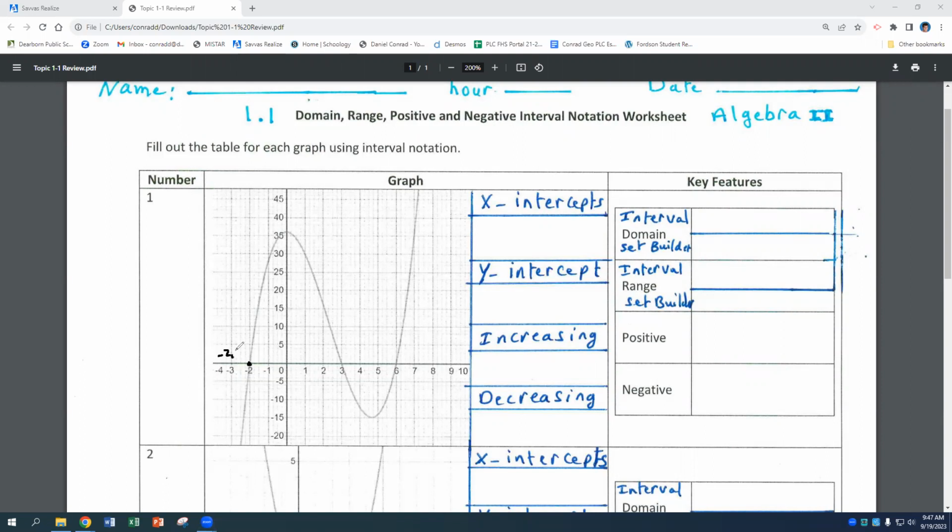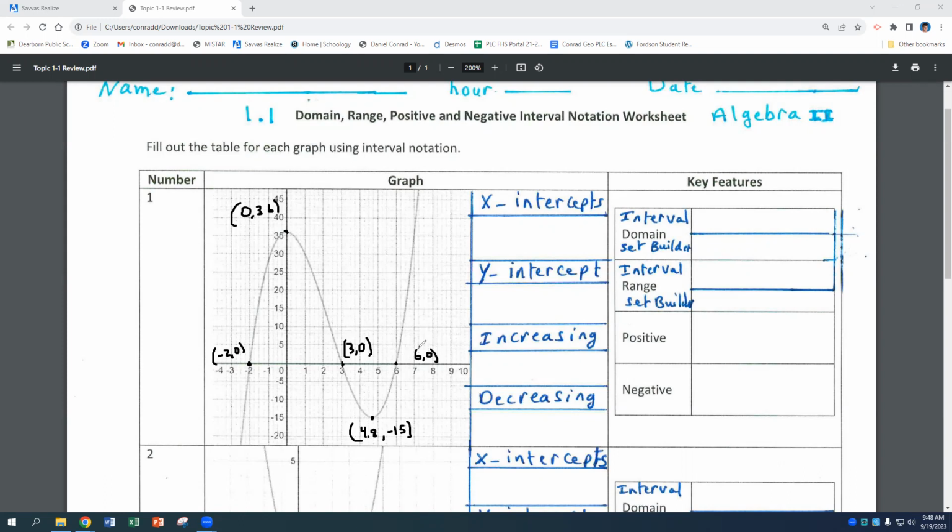This is (-2, 0). That's an x-intercept. Okay, I have a relative max up here. That's going to be (0, 36). I have another x-intercept here. That's going to be (3, 0). Okay, I have a relative min here. This is going to be about (4.8, -15). And then another x-intercept here, (6, 0).